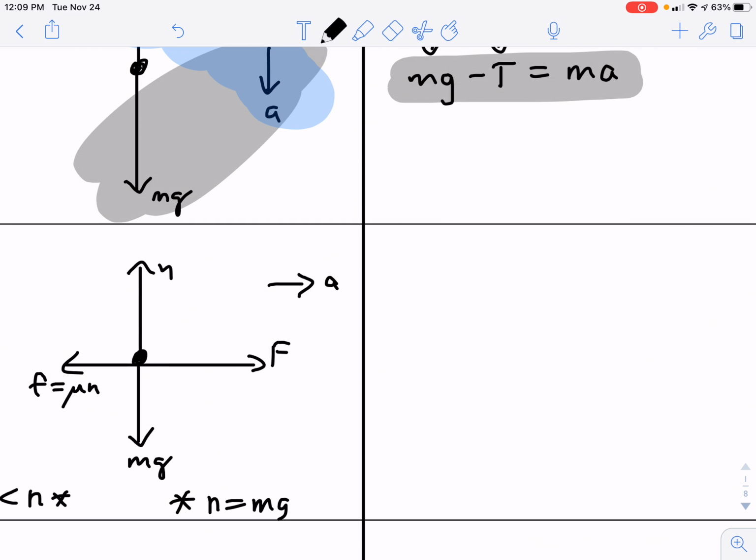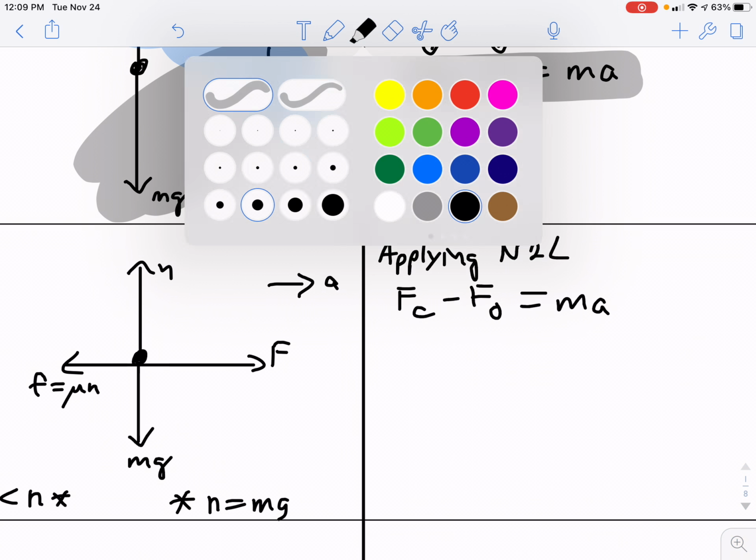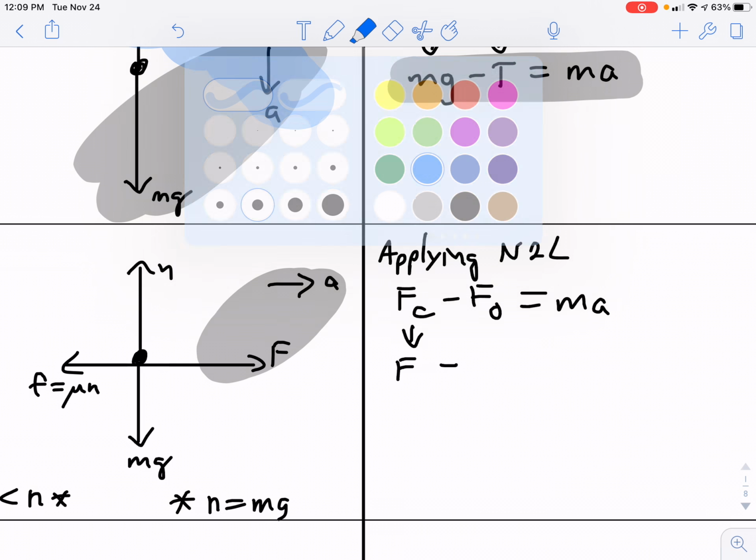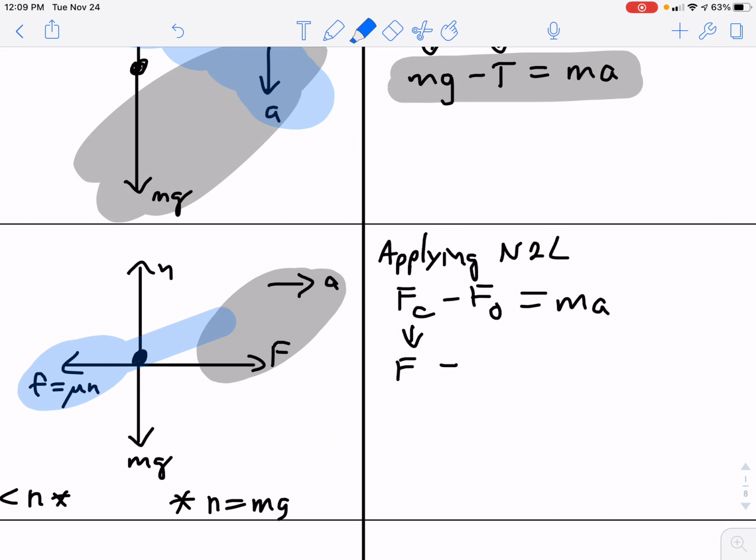Since we are accelerating, we're going to be applying Newton's second law of motion on this problem. The formula we use for it, generically speaking, is causing force minus opposing force equals ma. The causing force is F because it points in the direction of acceleration, minus the opposing force of friction because friction opposes or is opposite to the direction of acceleration. And that's equal to ma.